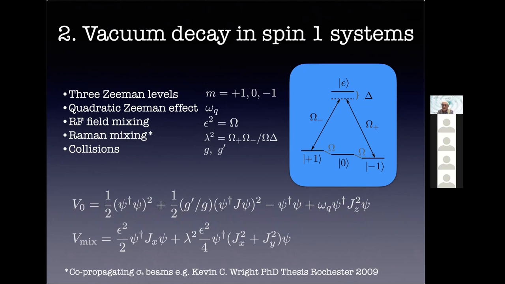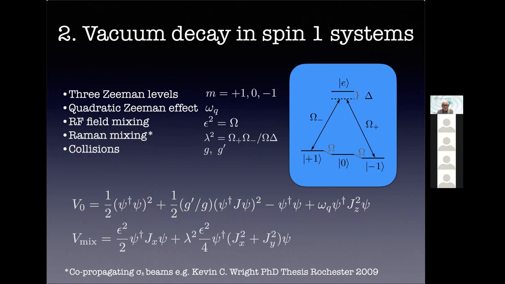This system, by the way, because we have these two sloping lines here, is called the lambda system. I think it's because these lines make this look like a capital lambda. So what we've done is we've combined this lambda with the RF field mixing to complete the base of the triangle. I don't think this has been done before, actually, combining Raman mixing with the RF mixing, but it all goes through very nicely analytically.